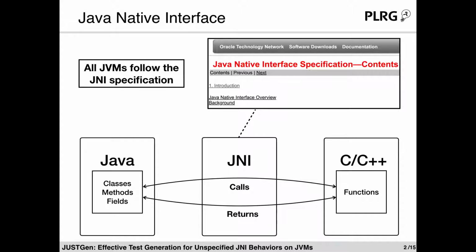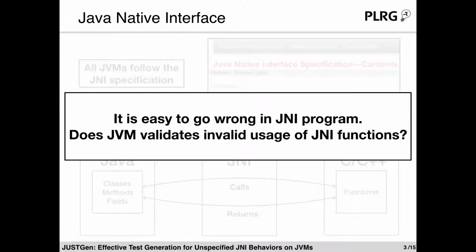JNI is very useful in developing efficient Java programs by moving performance-critical logic into native code. Moreover, JNI allows Java applications to reuse standard libraries implemented in C and C++. So JNI indeed gives some benefits to Java developers. And most of the popular JVMs support JNI operations by complying with the JNI specification provided by Oracle.